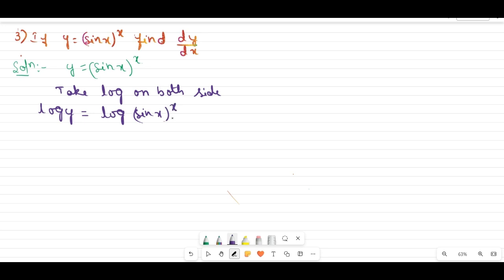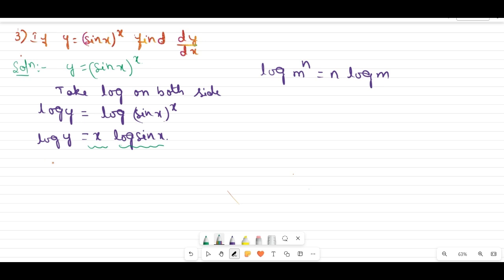Sin x whole power x means log of m power n. Again the same property: log of m power n is n log m. That property I will apply here. So we get x into log of sin x. Observe this properly: x is one function, log of sin x is another function. Now I will differentiate this function with respect to x. Write the statement, differentiate with respect to x.